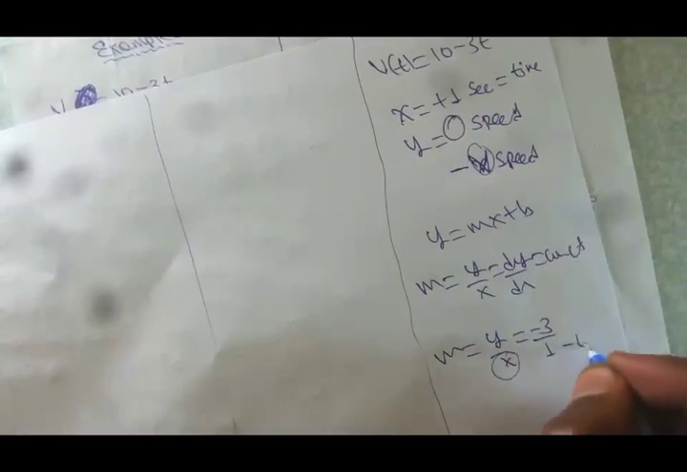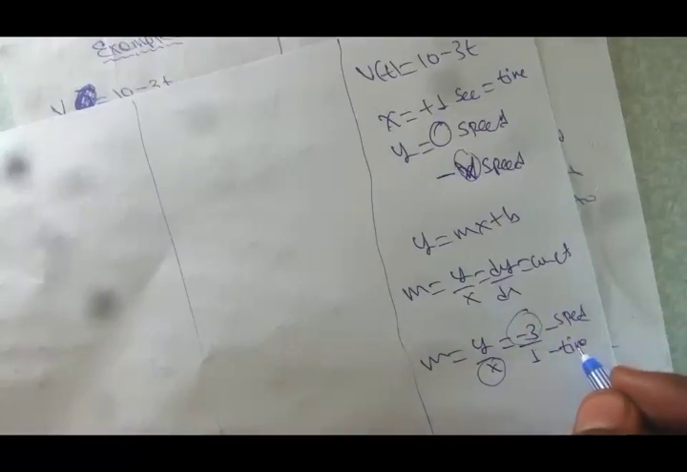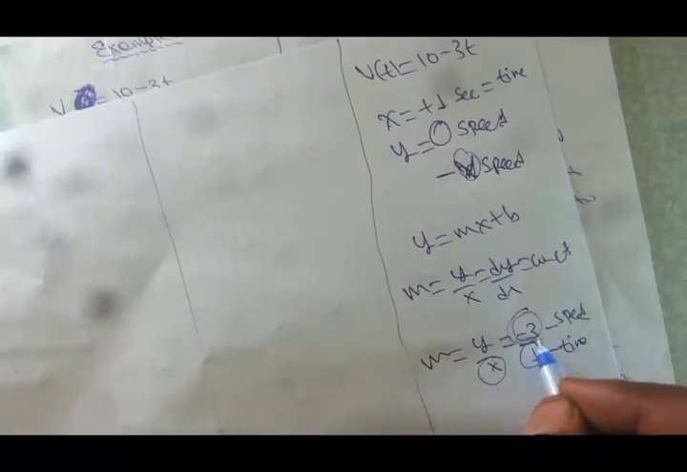Therefore m is equal to y over x, which is minus 3, so minus 3 over 1. X represents time, and y represents speed. So the car's speed changes by minus 3 when the time is 1 second. We are asked, for 1 second, what is the value of y? Therefore the value of y will be negative 3.